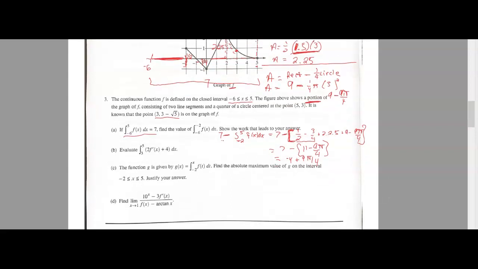So 7 minus, and then this would give us what? A negative 1/4 plus 2 and a 4 would just be 2. So I think we get 11 minus 9 pi over 4. There's a negative in front of all of that, so we would get a negative 4 plus 9 pi over 4. Oh man, that was some tricky business there.